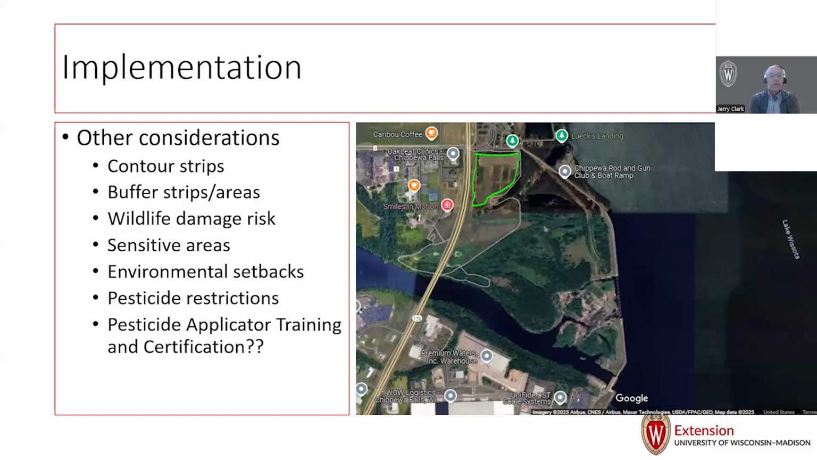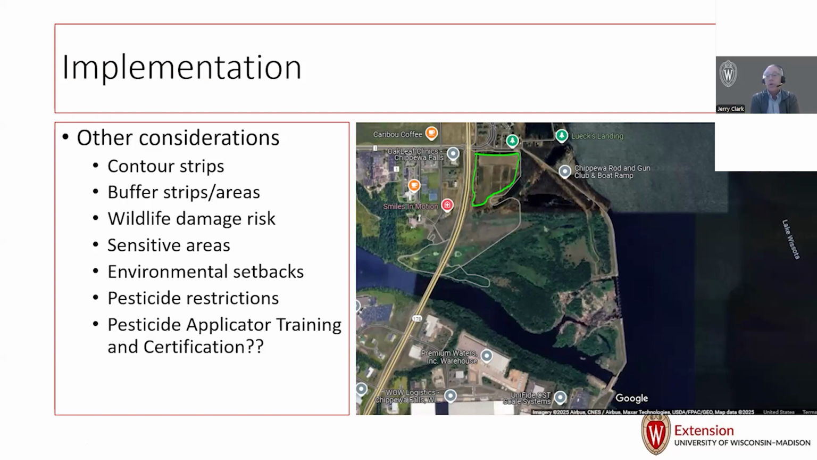Some other observations, plenty of them: contour strips, wildlife damage, sensitive areas, environmental setbacks. So again, just a wider view of my little plots in Chippewa Falls. I kind of outlined them here in this green. And you could see that there's a bike trail. This is a bike trail that winds all the way along here. Lake Wissota's over here. The Chippewa River, the dam and the river runs through here. So we have to be very careful about what we're doing in there.